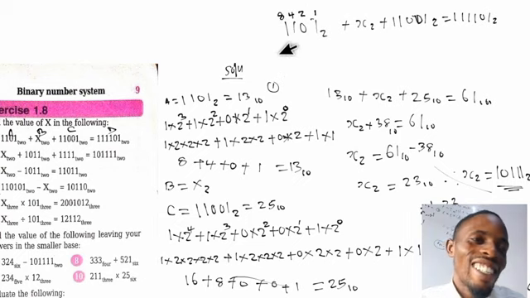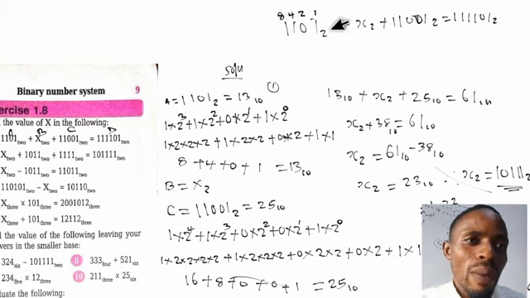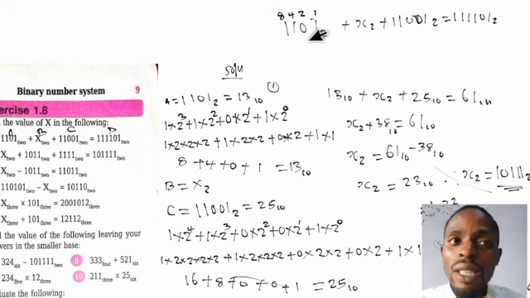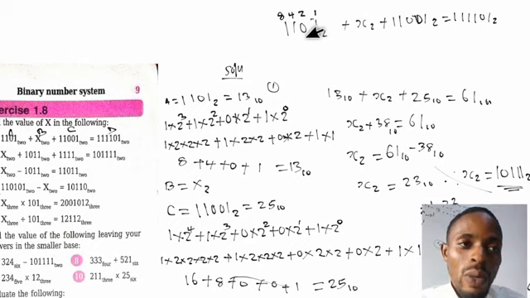So from this place now, we can see that 0 means something is off, because when you multiply 0 times 2, that gives us 0. So this one will be off automatically. And here we have 8 plus 4, that gives us 12, plus 1, we have 13. So therefore we have 13 here, in base 10.